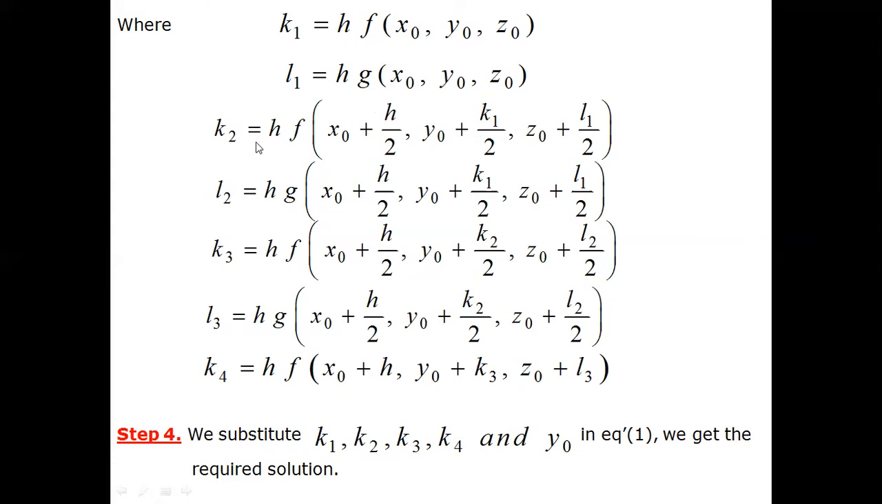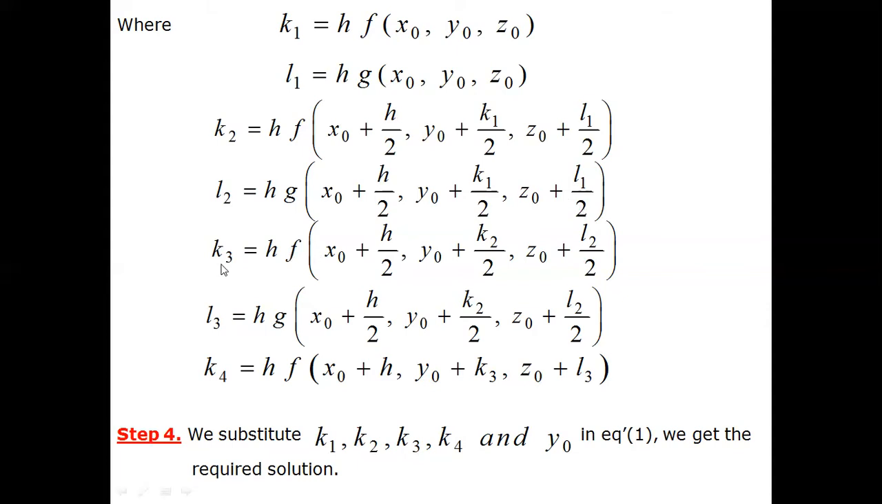Now the formula for k2 is h into f of x naught plus h by 2 comma y naught plus k1 by 2 comma z naught plus L1 by 2. So this is the formula for k2. Then L2, again the same formula, just change this f to g. So it is h into g of x naught plus h by 2 comma y naught plus k1 by 2 comma z naught plus L1 by 2.